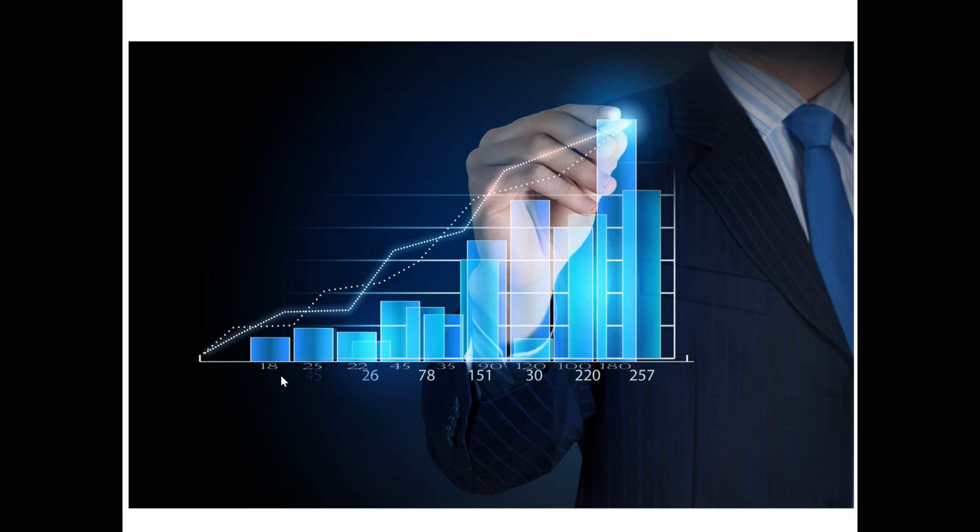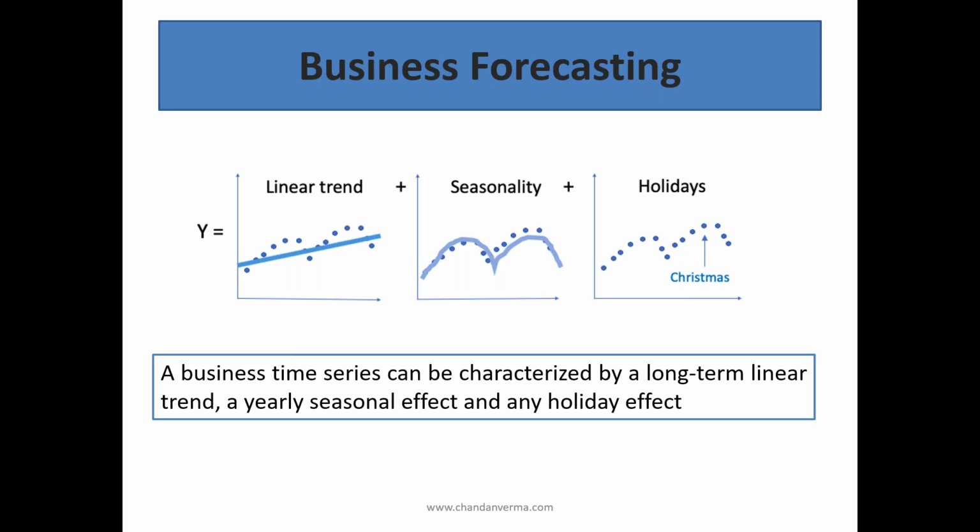So now let us consider we have one data set and we are going to forecast something. In business forecasting, if the data looks like that, the prediction is going to depend completely upon its linear trend, its seasonality, and holidays. So business time series can be characterized by a long-term linear trend, yearly seasonal effect, and holiday effect. All these terms we discussed very deeply yesterday, means what the effect of seasonality is and how you can decompose time series data into its components. So we completed all these things.